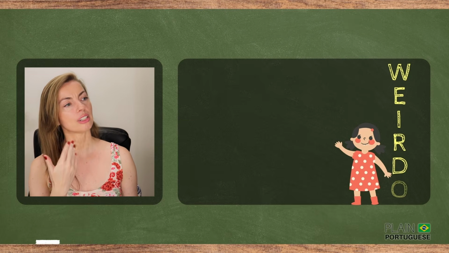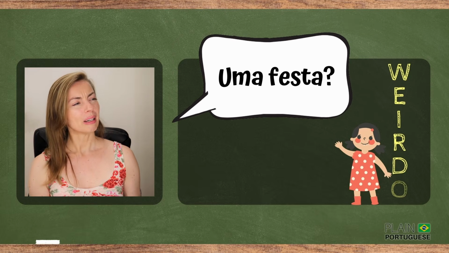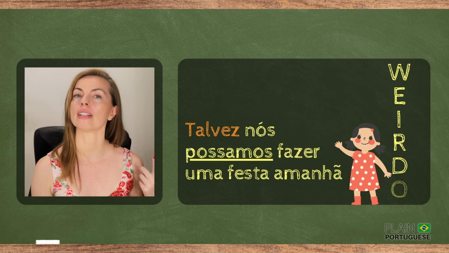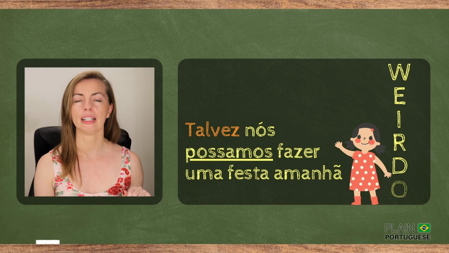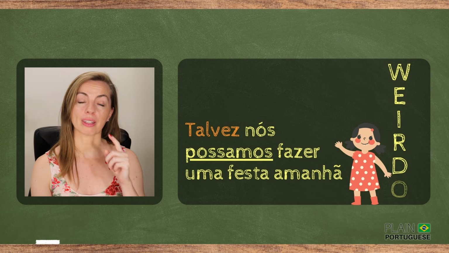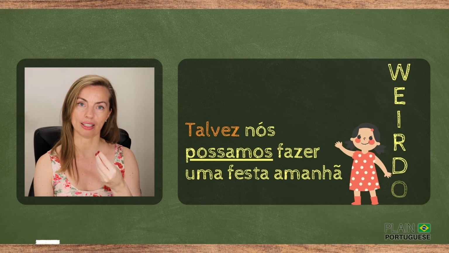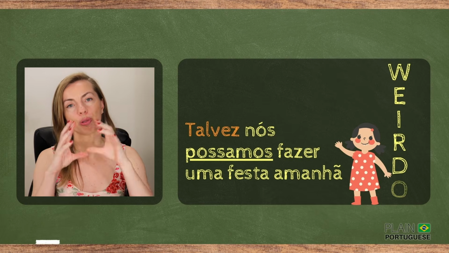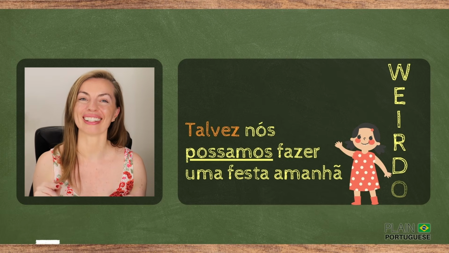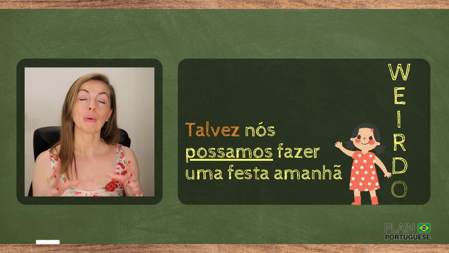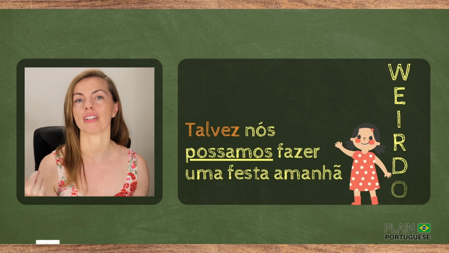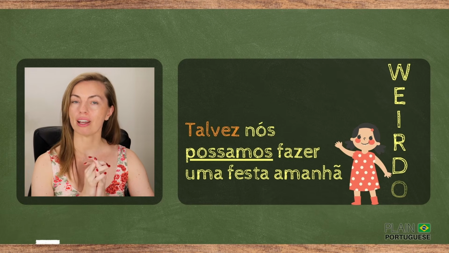Now, doubt, desire, yes. Uma festa. Talvez nós possamos fazer uma festa amanhã. Have you noticed that there is no que after talvez? Yeah, so que is often present, but not always present in this present subjunctive structure. And talvez is a trigger word. Yes, a trigger word that requires a present subjunctive. Talvez nós possamos, there is a possibility, fazer uma festa amanhã.